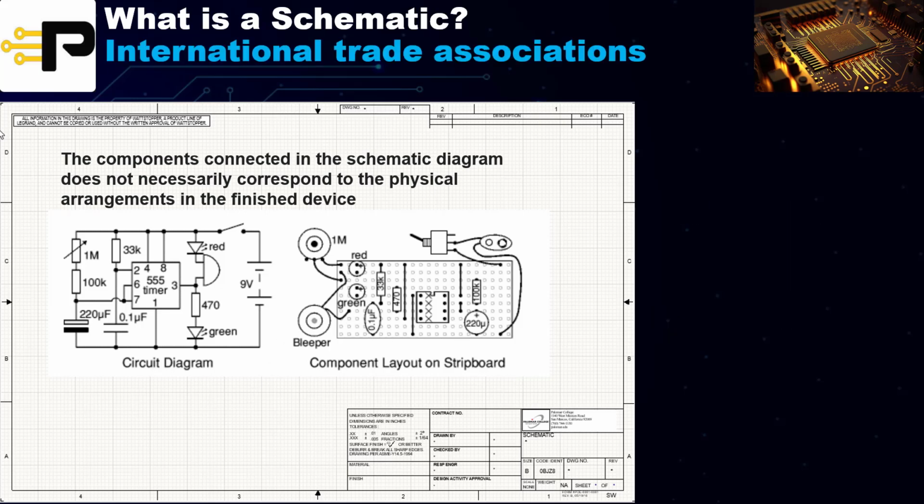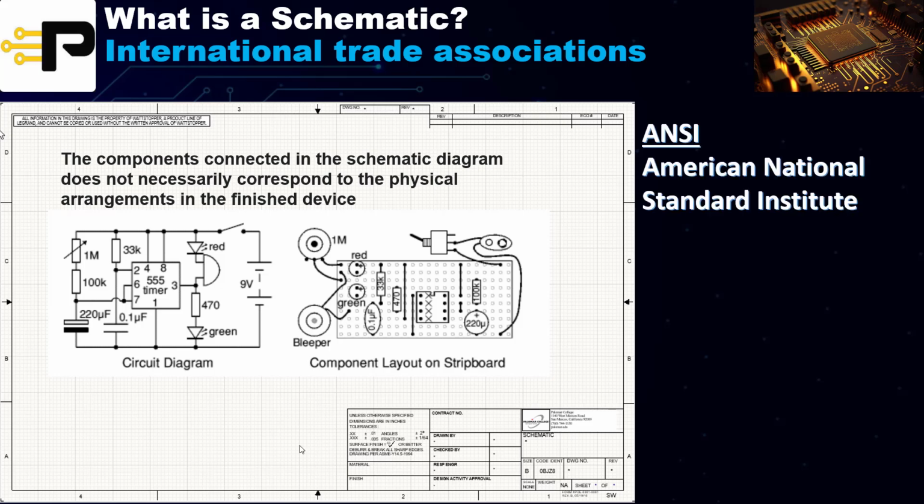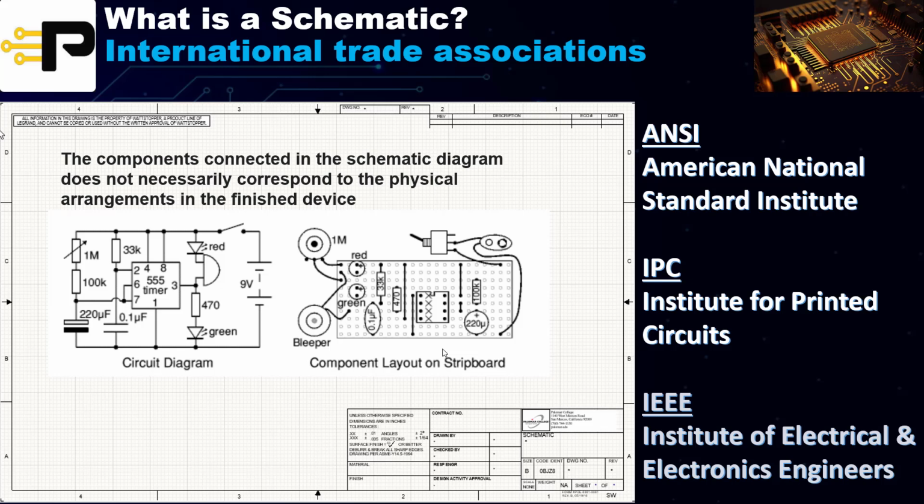Let's look at some international trade associations that dictate the industry standards and guidelines that should be followed. The first one is ANSI, or American National Standards Institute. Then the next is IPC, Institute for Printed Circuits. And then finally, IEEE, the Institute of Electrical and Electronics Engineers. These 3 international trade associations have developed standards that the industry will follow.